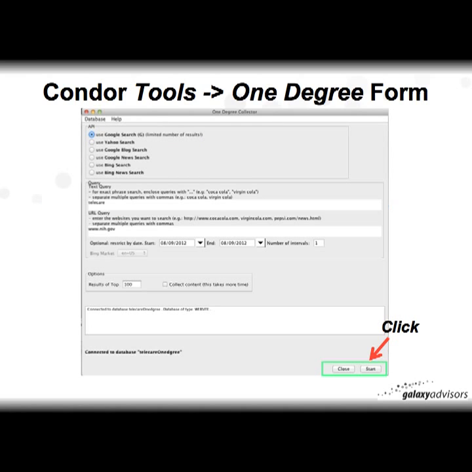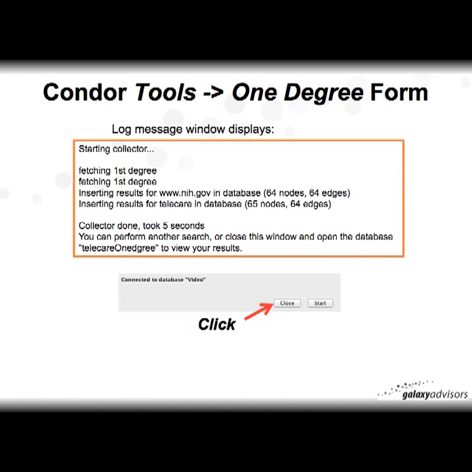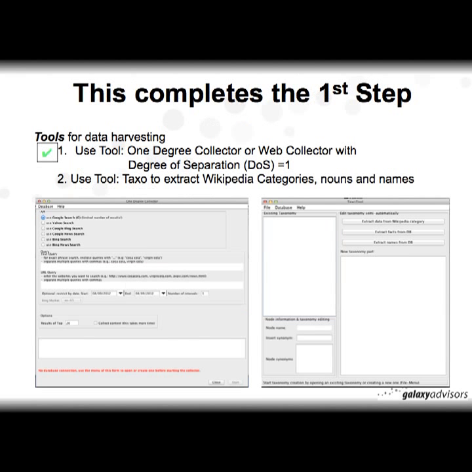So at this point, we have the Google search selected. I've put in the query Telecare. The URL I've added is nih.gov. I select the results for the top 100, and I'm going to click Start. Then in the message window, the area number 7, you're going to see Starting Collector. It's going to tell you the results of the number of nodes and pages. So at this point, we can just click Close for the form. So we've now completed the first step. We used the 1 degree collector to collect the information around Telecare.